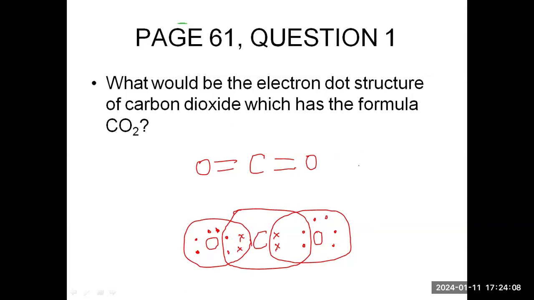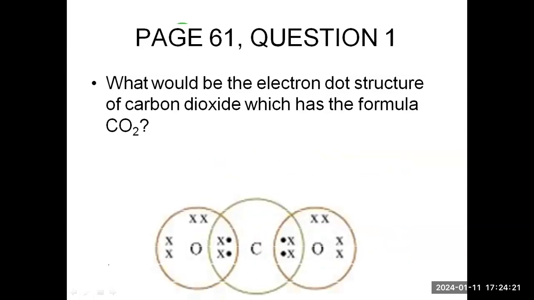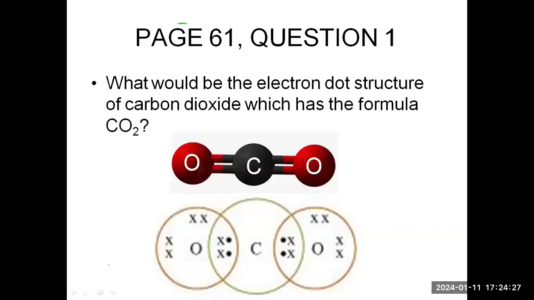So this is how we draw the structure. This is the simple structure, and this is the electron dot structure. Okay. So it is easy to draw these kinds of diagrams.